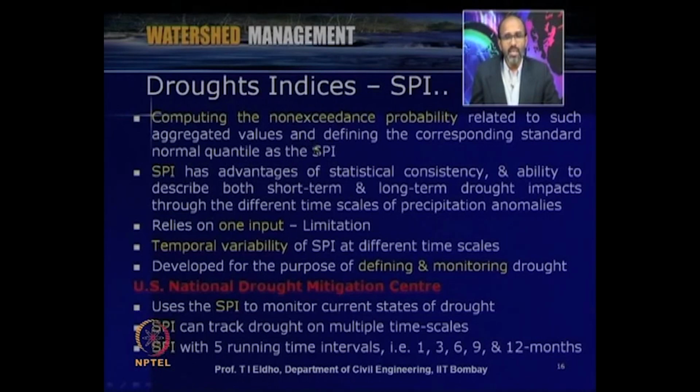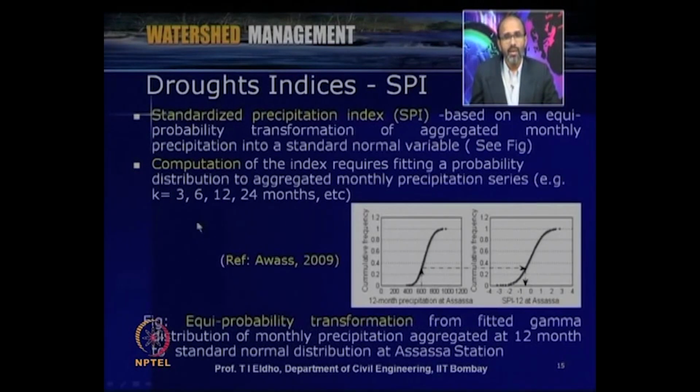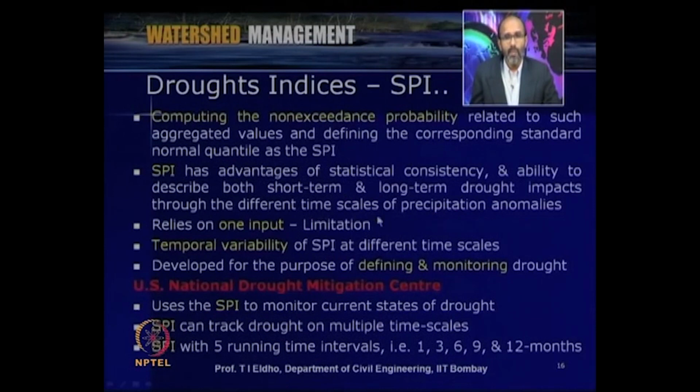The advantage of this SPI is that only one parameter is there. So, there is statistical consistency and the ability to describe both short term and long term drought impacts through the different time scales of precipitation anomalies, like we discussed with respect to 3 months, 6 months, 12 months or 24 months. The limitation is that it is based only on precipitation. That is one of the main limitations. The temporal variability of SPI at different time scales we can identify, and this SPI was developed for the purpose of defining and monitoring drought.